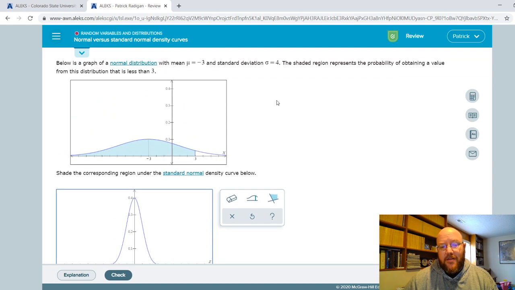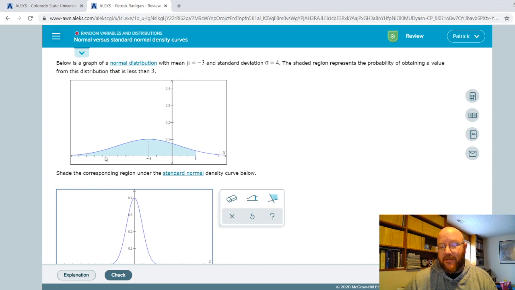All right, it's pretty straightforward. All you have to do is take your x value. So in this one, it's asking: below is a graph of a normal distribution with a mean of -3 and a standard deviation of 4. The shaded region represents the probability of obtaining a value from this distribution that is less than 3. Less than is easy, it's to the left, and greater than, of course, would be to the right.